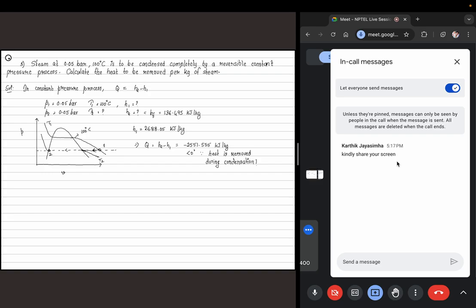We are halfway through the class. So are there any questions? I guess there are no questions. So we move on to the next problem.